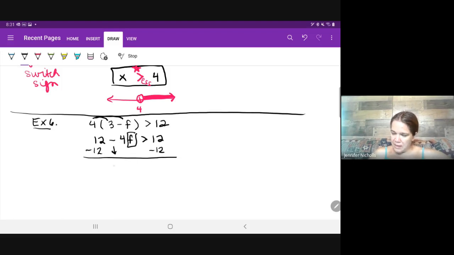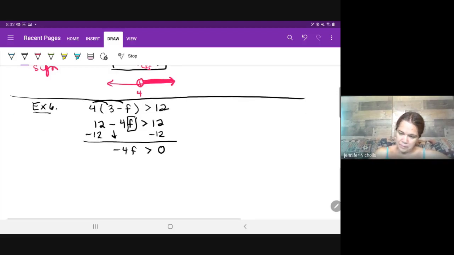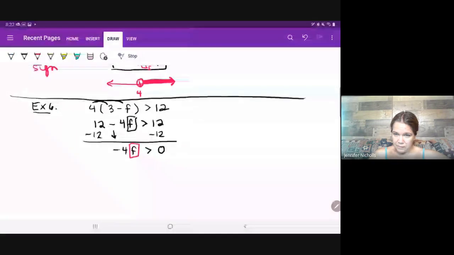Now make sure you bring down the negative. That's a very common mistake people make. Oh, what do I put on the right? You guys, what do I put on the right? Yeah, 0. Okay, then what? What do I do next? Okay. By what? Okay, -4 on both sides. Nice. Okay, I love how you get that through.